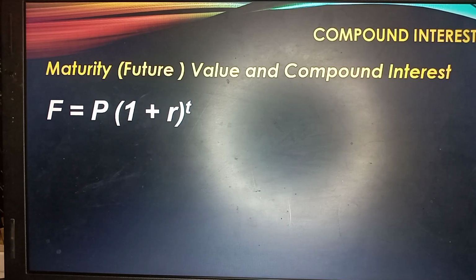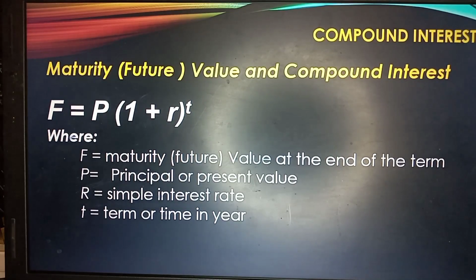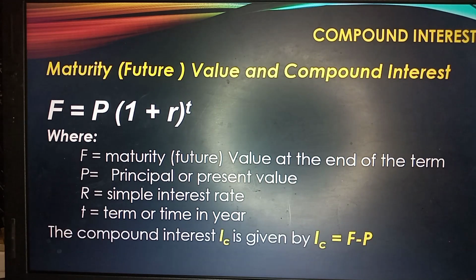So meaning ang F stands for the maturity value at the end of the term, and the P is the principal or the present value, and R is the simple interest rate, and T is the term or time in year. Okay, so how are we going to compute our compound interest? We have I sub C equals F minus P. Muna siyang ato ang compound interest.